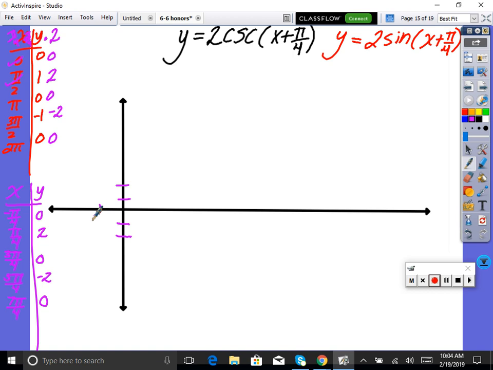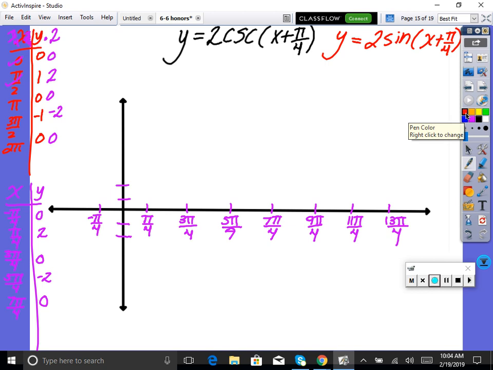Okay, so let's start here. Let's try negative pi fourths. Then the next one was pi fourths, then 3 pi fourths. I'm going to draw in 2 cycles now. So then 5 pi fourths, 7 pi fourths, 9 pi fourths, 11 pi fourths, 13 pi fourths. Okay, so let's plot points now.